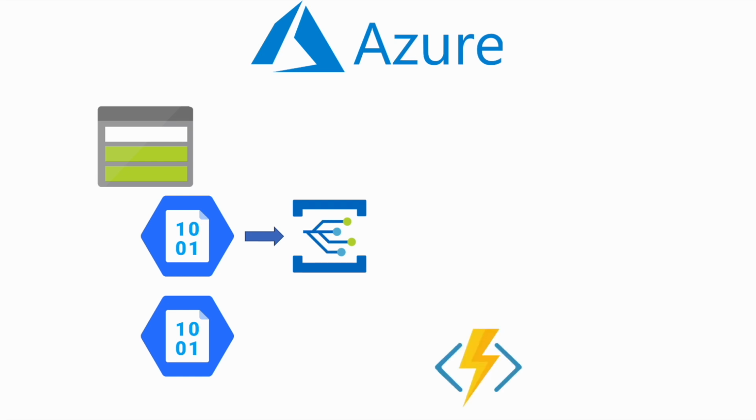For our core logic, we'll use an Azure Function. This is a serverless solution that allows you to write less code, maintain less infrastructure, and save on costs. Best of all, you can write your core logic in the most productive language for you. In this video, we'll be writing our logic in Python.